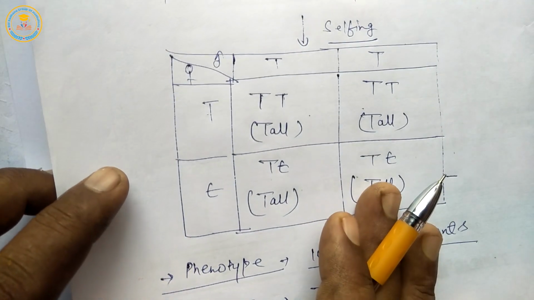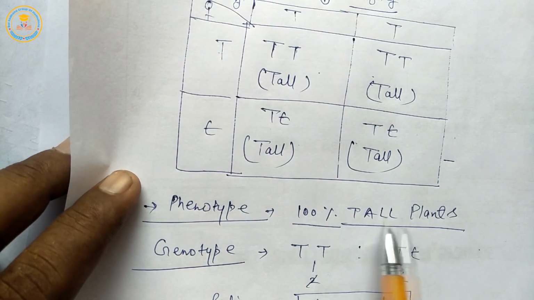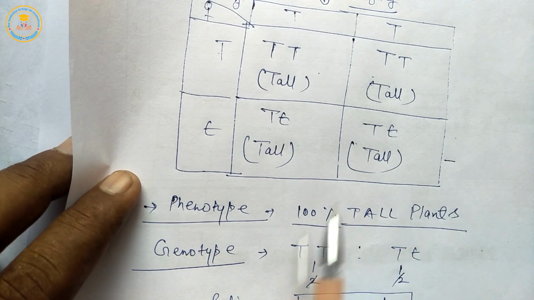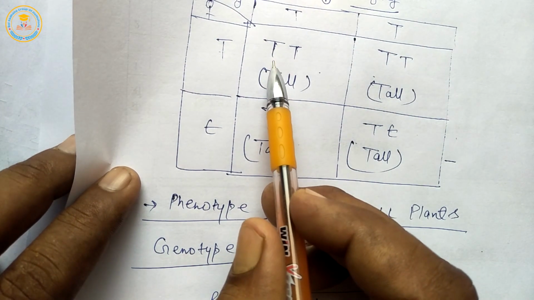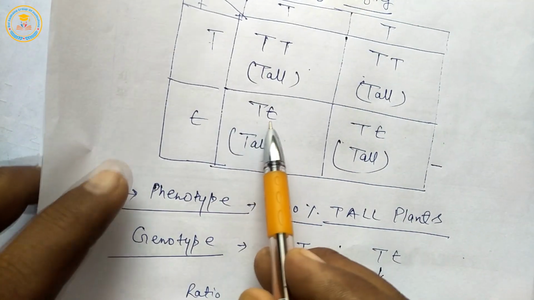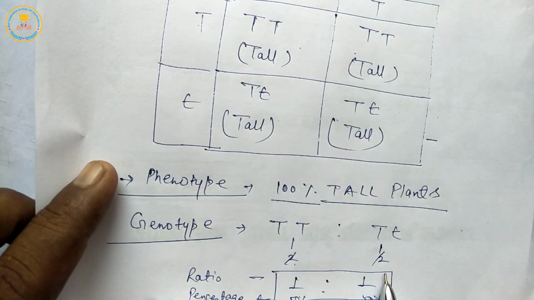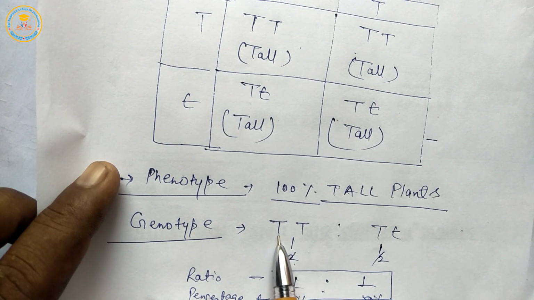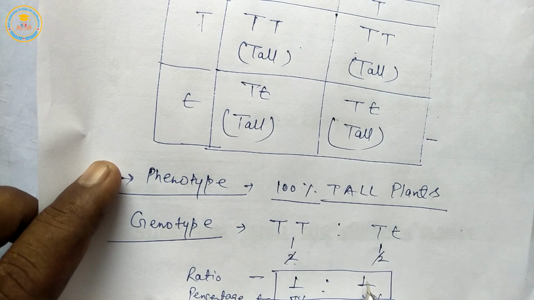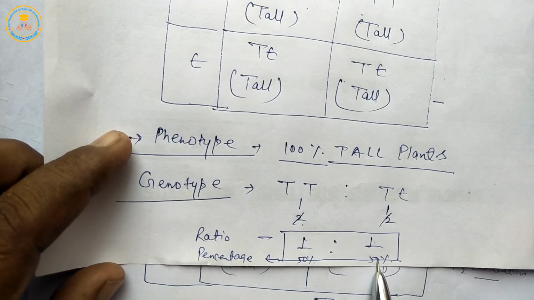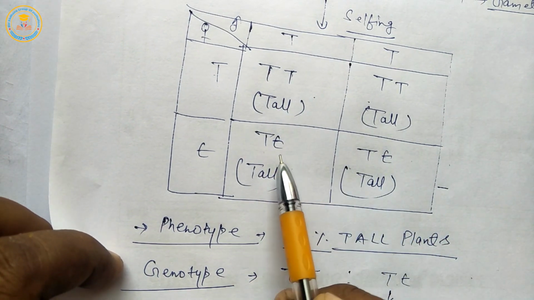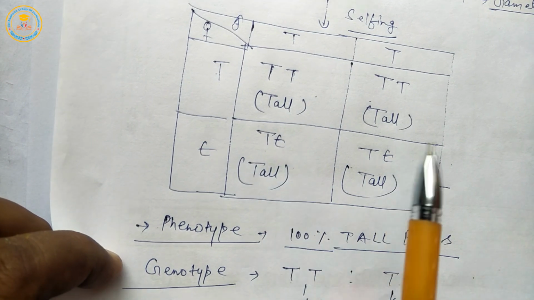Next, phenotype, it means external appearance, is 100% tall plants, 1, 2, 3. All plants are tall. Next, genotype: capital T, capital T, capital T, capital T, only 2 plants, and capital T, small t, capital T, small t, 2 plants. It means dominant homozygous, this is heterozygous. So ratio is 1:1 and percentage is 50%. It means 50% are capital T, capital T and 50% plants are capital T, small t.